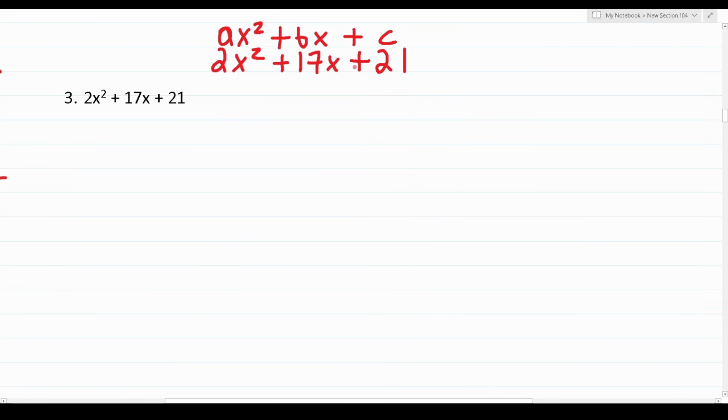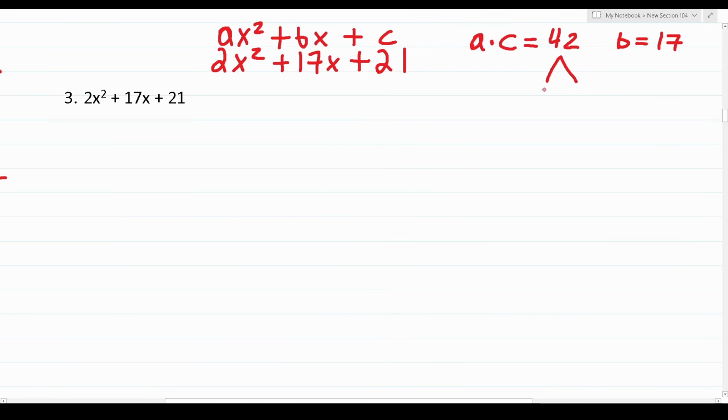That's going to be important because I'm actually going to use what's called the Australian method to factor this one pretty quickly. And the Australian method says take a and multiply it by c. So we're going to take 2 and multiply it by 21. 2 times 21 is going to be 42. Identify b. We know b is right here at 17. Then we're looking for 2 factors of 42 that add to 17.